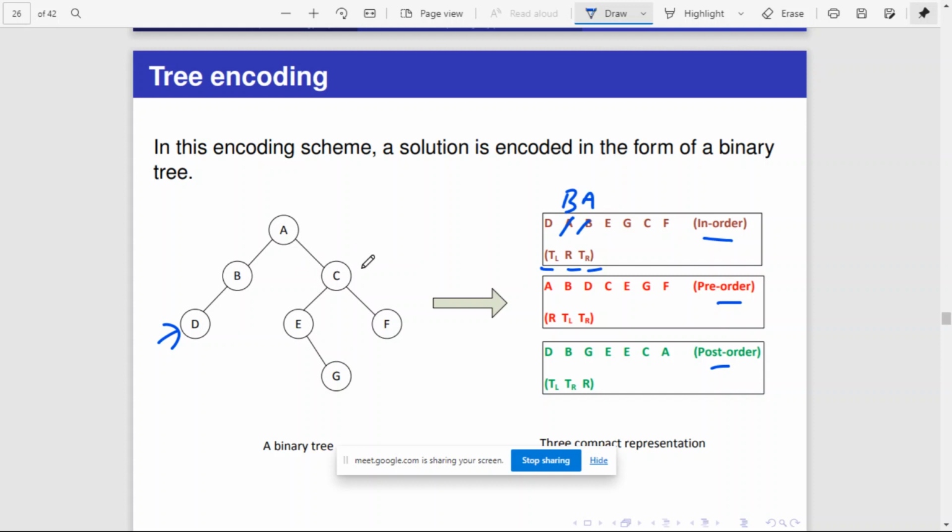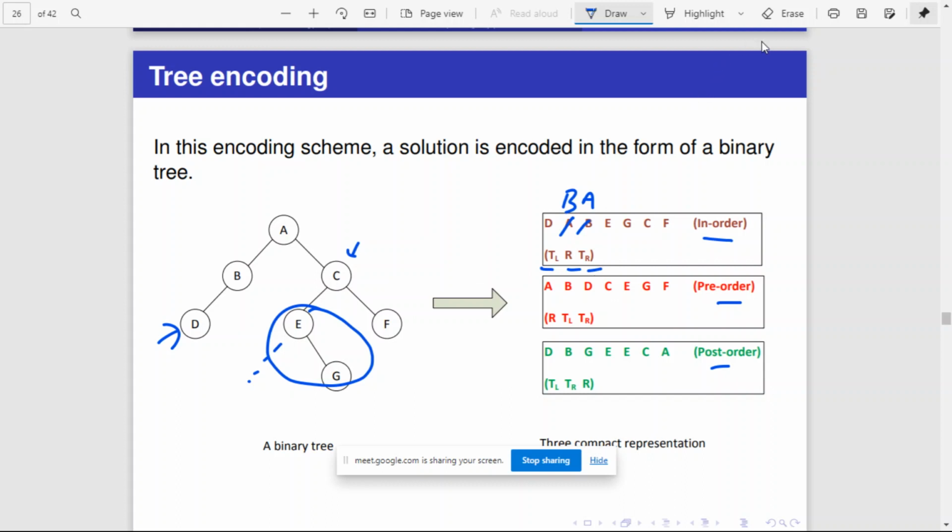Again go to C, then go to its left. It does not have any left, so there is nothing to visit here, it is something like null. So with no left, the next root should be visited, that is E. Next G. Now this left side of C is visited, so now visit C and then F. So it is DBA, EGCF, right?